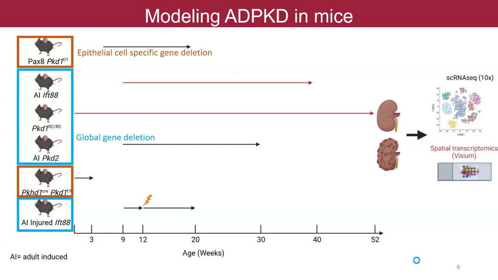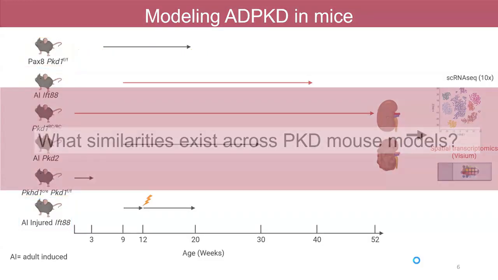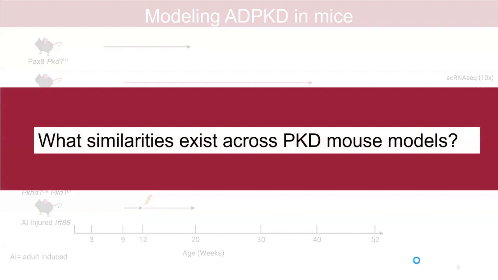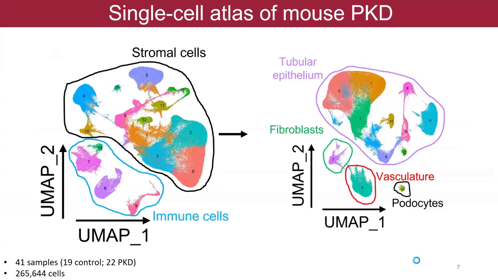So again, what we're trying to do here is really represent the heterogeneity that's present in our patient population by forcing all of these different mouse models together so that we can ask, is there a similarity? Are there signaling pathway similarities that are present across these PKD mouse models?